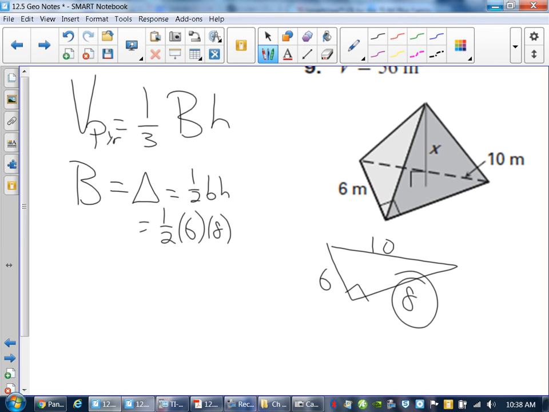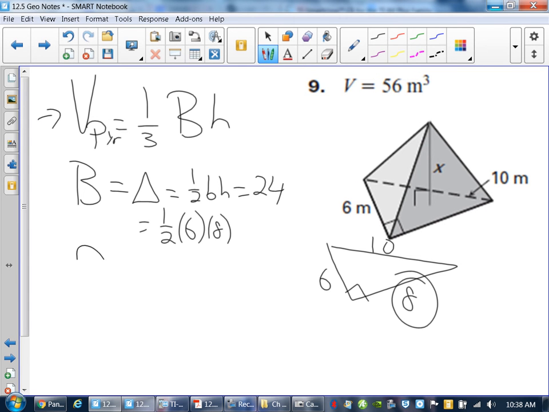What's half of 6? What's 3 times 8? So your big B is 24. So fill in the blanks. We know that our volume was 56, so 56 is 1/3 of 24 times something. So you just type in the calculator, what is 1/3 of 24? 8.